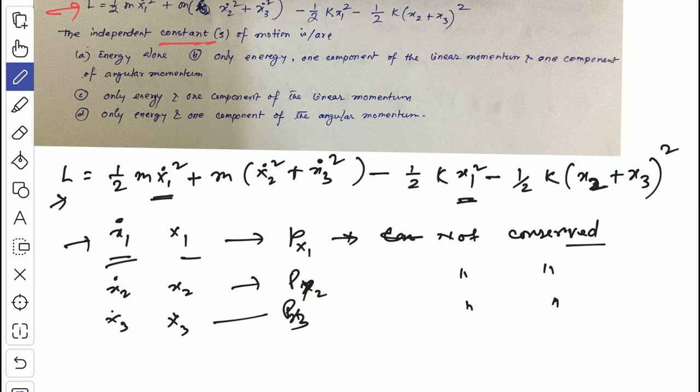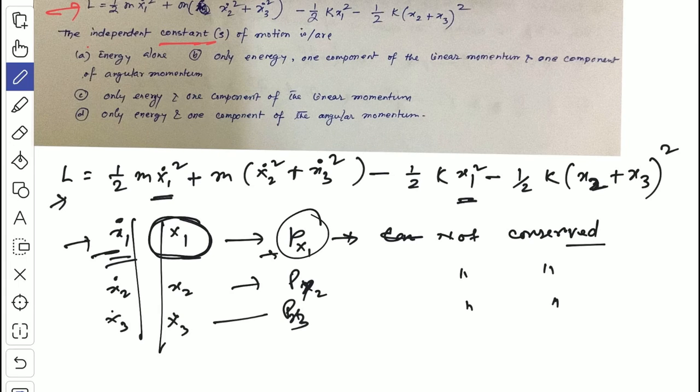Also here you see when this momentum will be conserved. If it contains x dot and doesn't contain x1, then px1 will be conserved. That is the concept, remember this thing. If both x dot and x are present, then px is not conserved. Also, this Lagrangian L doesn't contain t, so that's why the energy must be conserved.